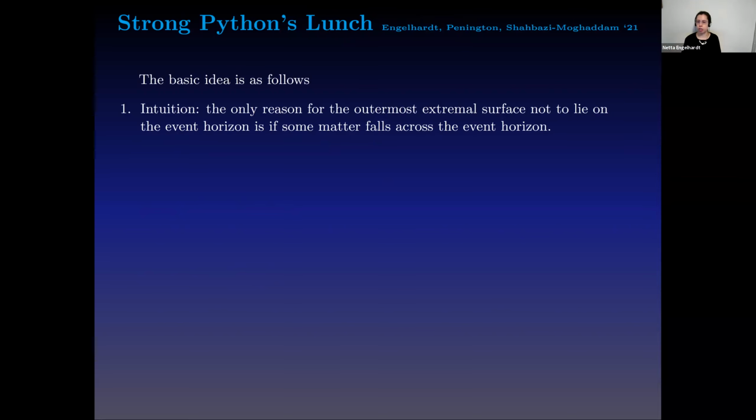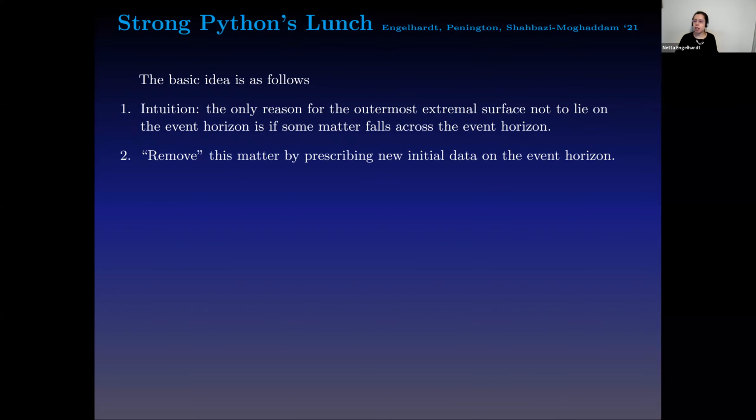Okay, what's the intuition here? That reconstruction is simple up to the outermost extremal surface. Well, the intuition, and I haven't yet made this precise, is this. We would say the only reason for the outermost extremal surface to not lie on the event horizon would be if some matter were to fall across the event horizon. We expect that for a stationary black hole, the bifurcation surface is extremal. So the only reason for it to not be extremal is if there's some matter that falls across the event horizon that makes the black hole dynamical.